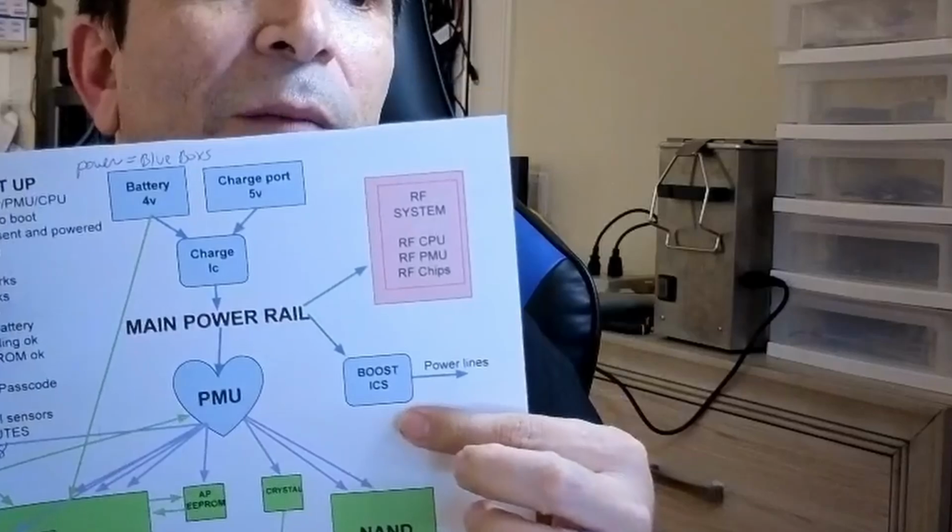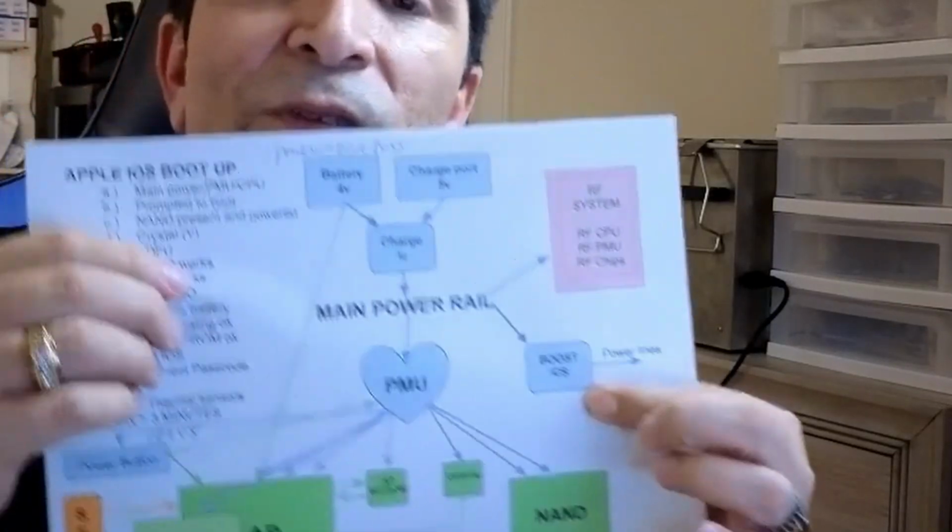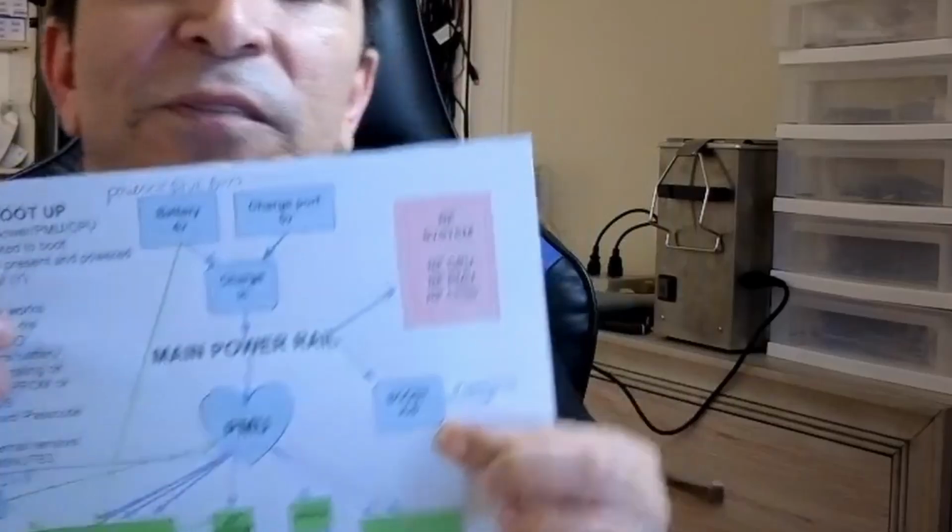So with any power system, with any device that we're designing, we are basically manipulating the electrons to do what we want. So we can actually boost the power, and that would be the boost IC's job, to boost the power, to add the lines and the different voltages that we're going to need to power the different systems in the phone.